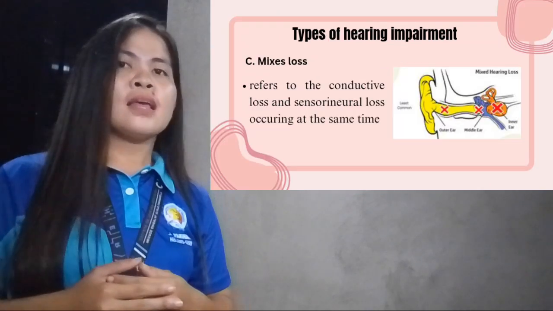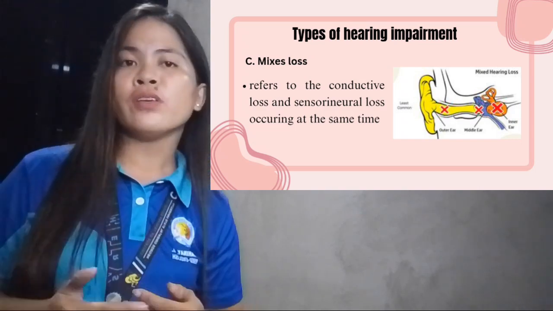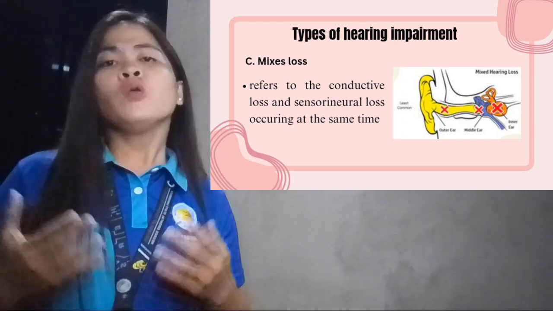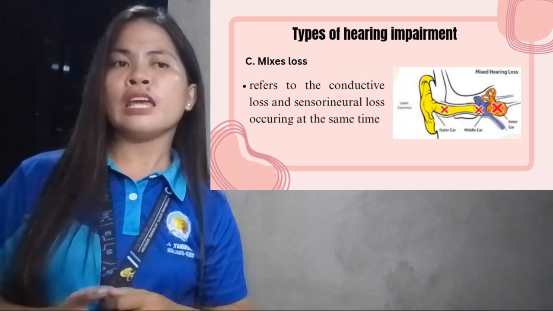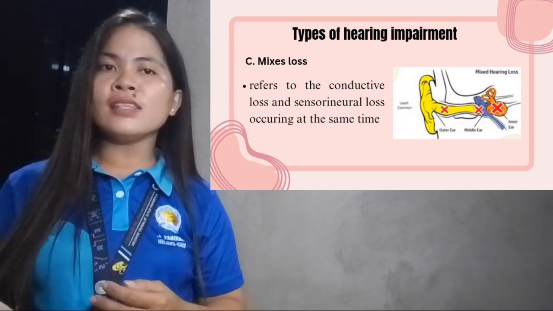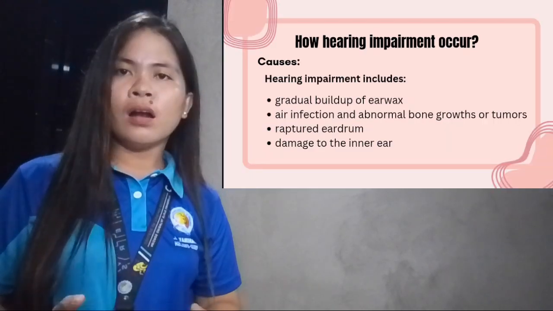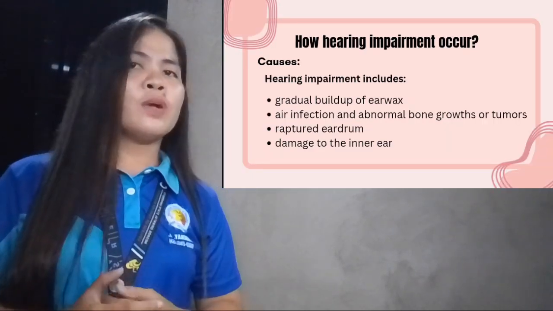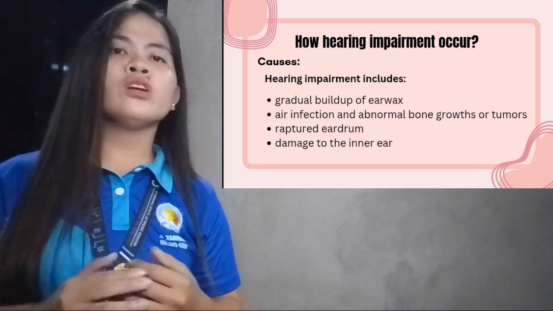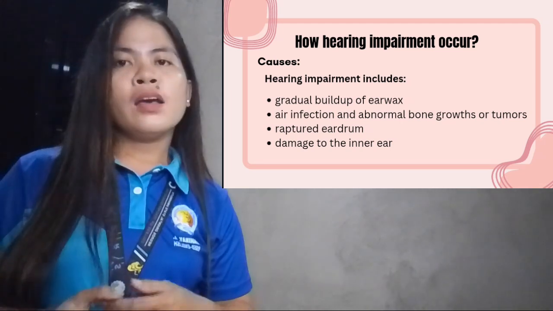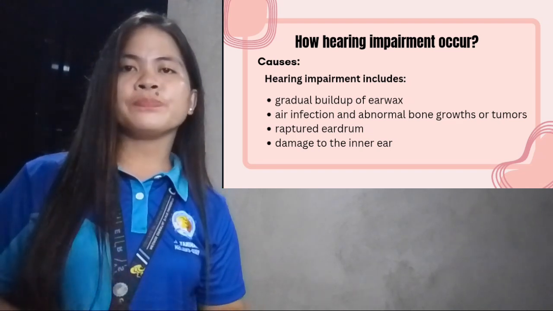Next is mixed loss. This refers to the conductive loss and sensorineural loss occurring at the same time. When we're talking about this hearing loss, this is the combination of two hearing impairments, the conductive loss and the sensorineural loss. How does hearing impairment occur? So the first is the gradual build-up of earwax. Second, ear infection and abnormal bone growth or tumors. Third, ruptured eardrums, and lastly, damage to the inner ear.